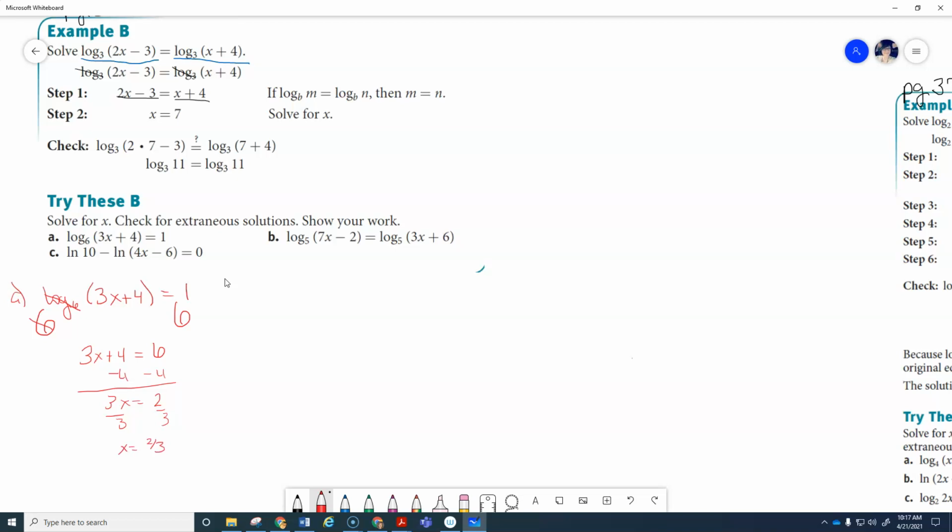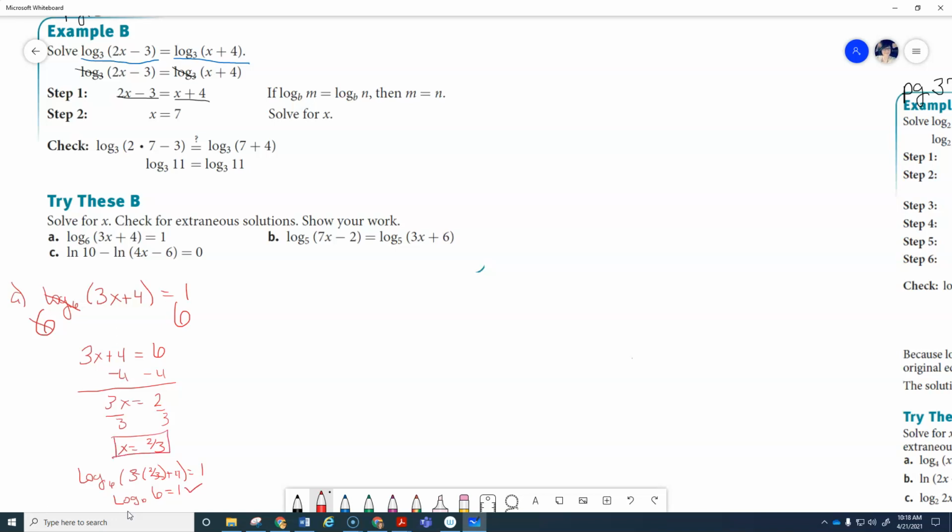We do need to check and make sure that we don't get an extraneous solution, and we can usually tell we get an extraneous solution if when we plug this number in, it causes this thing that's in parentheses to be negative. And I don't think it does. So we have log base 6 of 3 times 2/3 plus 4, and 3 times 2/3, those two cancel out, so 2 plus 4 leaves me 6, so I end up with log base 6 of 6 is equal to 1, and that makes sense because 6 raised to the first power is equal to 6. So it's not an extraneous solution.